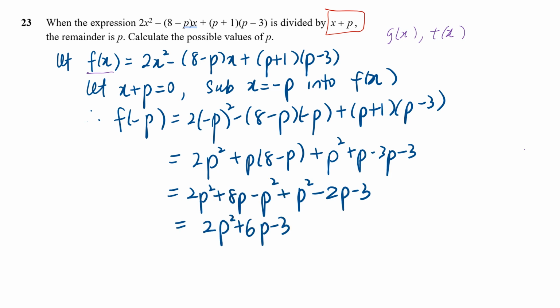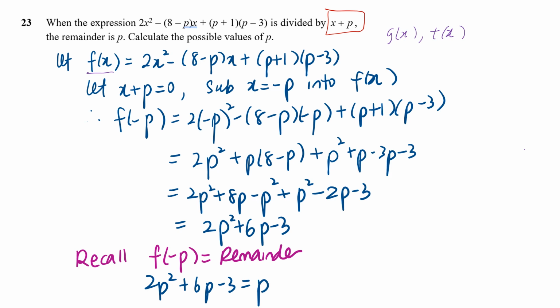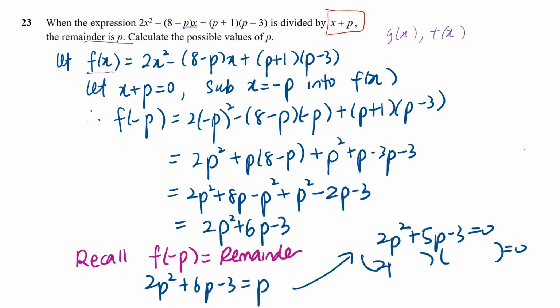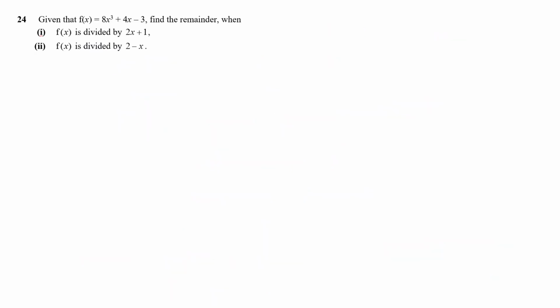Right. And recall that f of negative p will give you your remainder. So you let 2p squared plus 6p minus 3 equal the remainder, which is given to be p here. You will get a quadratic equation which you can just factorize. And from there, you can find your p to be half or negative 3. Right, so this question is just basically applying the remainder theorem.